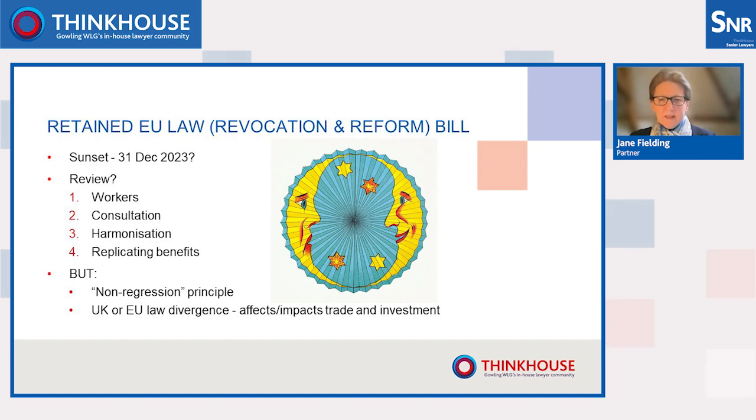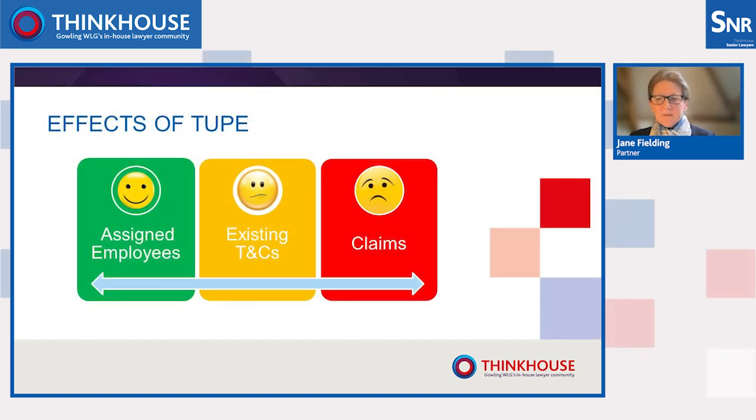So if we move on to the effects of TUPE, the first one, and remember it's all about protecting employees and particularly assigned employees who are assigned to the business or service that's transferring. And Hannah is going to look at assignment in a bit more detail. But in summary, the three main effects are that assigned employees move across with the work they're doing to the new employer. They do, though, have a right to object to that.